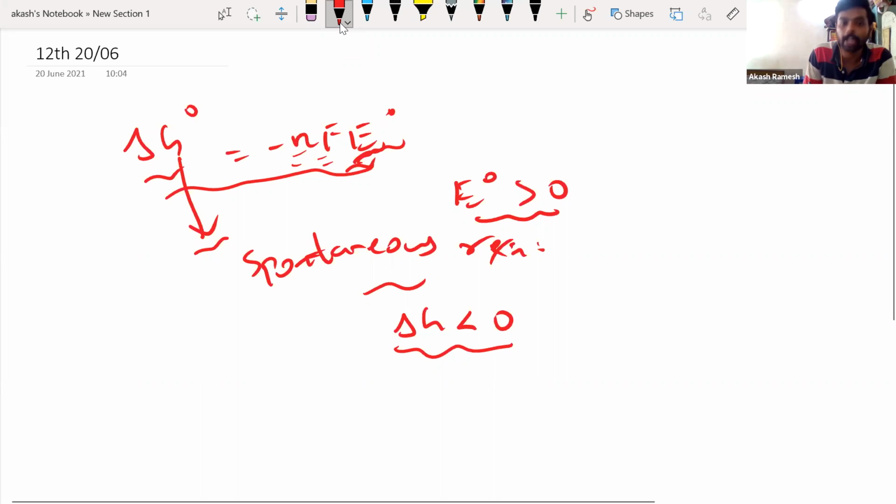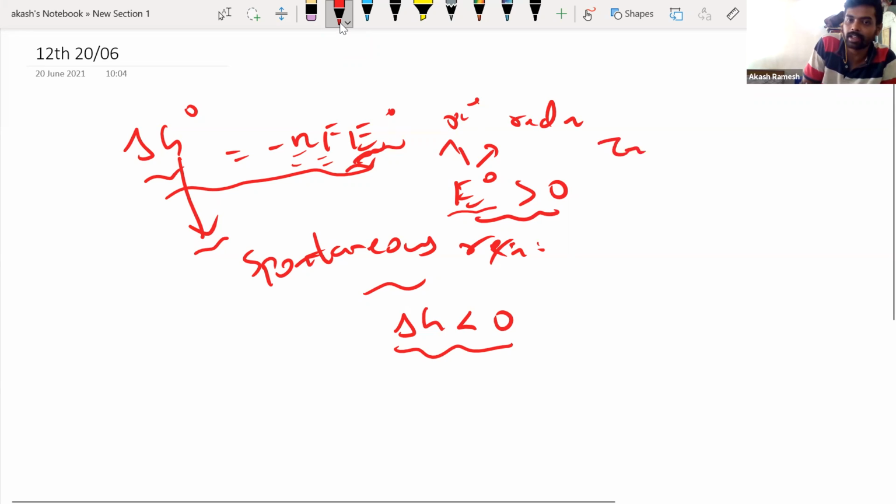Okay, fine. Now keep this in mind. For a spontaneous reaction, the potential we are talking about can be oxidation potential or it can be reduction potential, right? So that also you keep in mind. This E naught, which I'm telling about, can be oxidation potential or reduction potential.